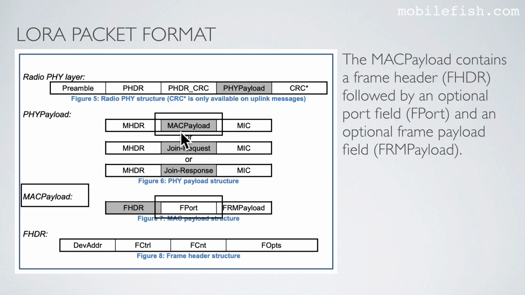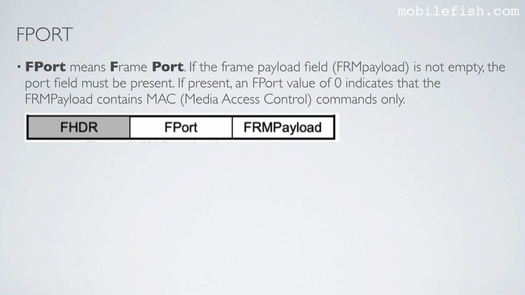Let's zoom into MACPayload. MACPayload is this MACPayload, which is the same as this. MACPayload contains a frame header, followed by an optional port field called FPort and an optional frame payload field. FPort means frame port. If the frame payload field is not empty, the port field must be present. If present, an FPort value of 0 indicates that the frame payload contains MAC commands only.